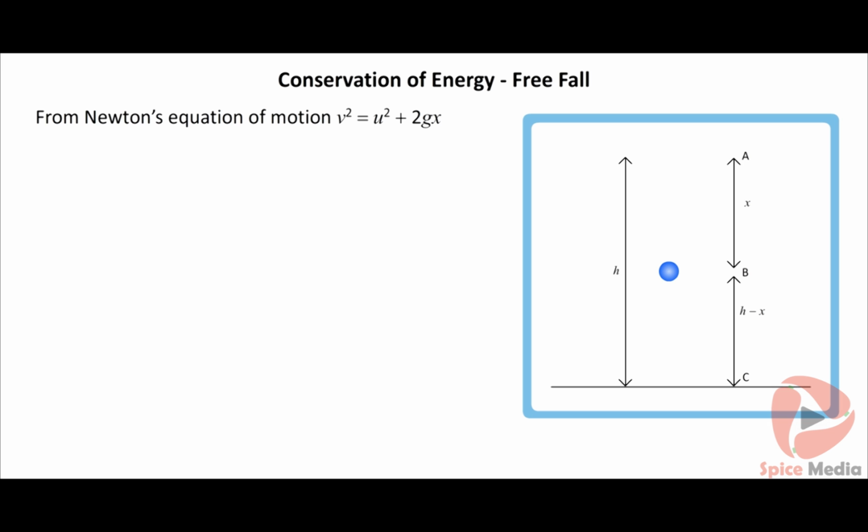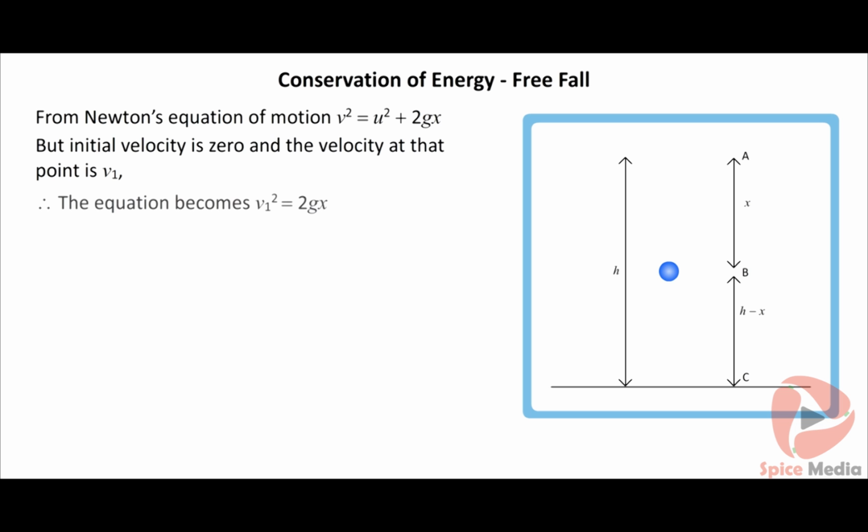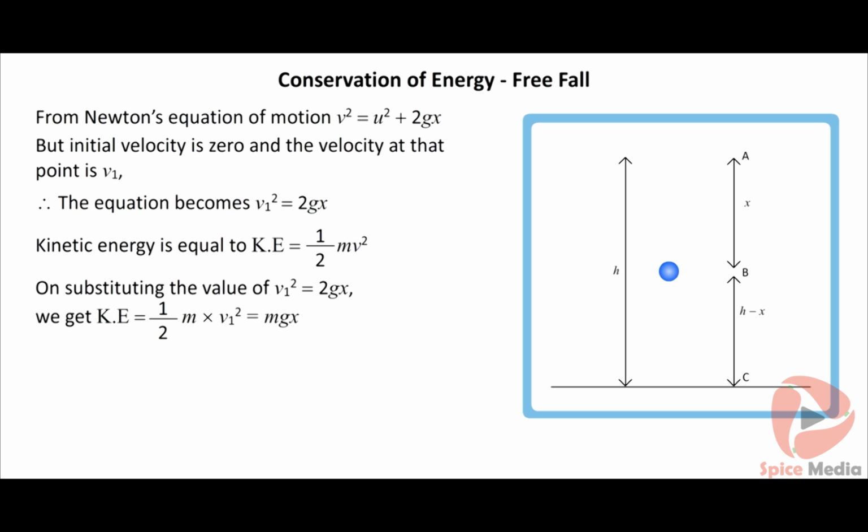From Newton's equation of motion, v square is equal to u square plus 2gx. But initial velocity is 0 and the velocity at that point is v1. Therefore, the equation becomes v1 square is equal to 2gx. And the kinetic energy is equal to KE equal to half mv square. On substituting the value of v1 squared, we get KE equal to half m into 2gx, which is equal to mgx.